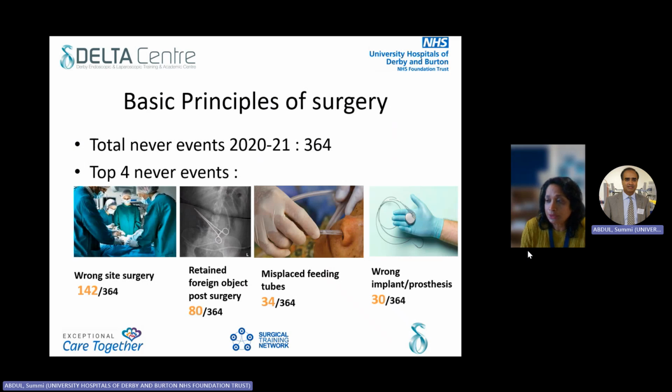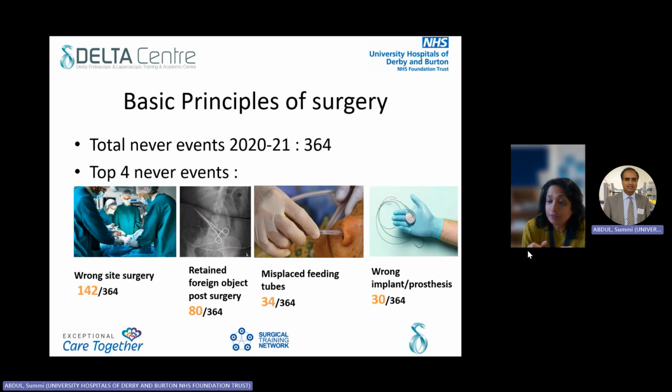When we look at surgery, there are certain never events. The obvious ones are things like misplaced tubes or retained foreign bodies. But when you look at the top never events, wrong site surgery is fundamentally the most important. So lots of things need to come into place: you really shouldn't be operating on somebody if you don't know why you're operating, what you're operating on, and principles like that.